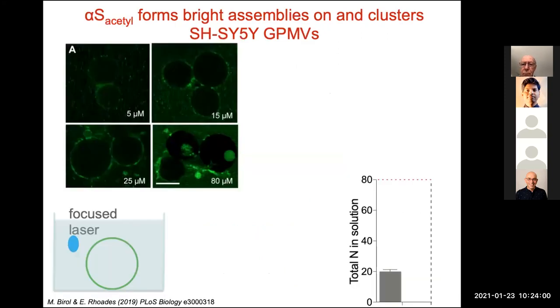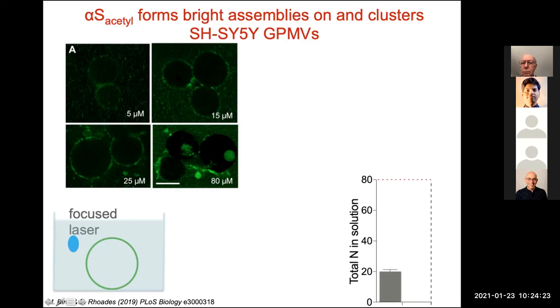So we first started by taking fluorescently labeled alpha-synuclein. Oh, my pop-ups are a little bit out of order. So focus on this one up here now. So we started off by making these vesicles out of SHSY5Y cells. These are a neuroblastoma line that are commonly used for studies of Parkinson's disease because they recapitulate a lot of the same pathways that are active in Parkinson's disease.